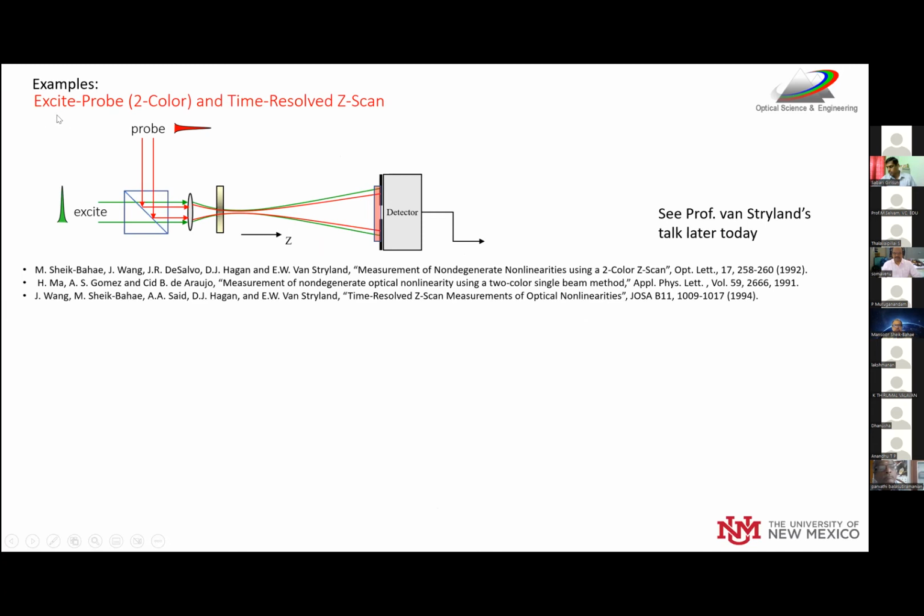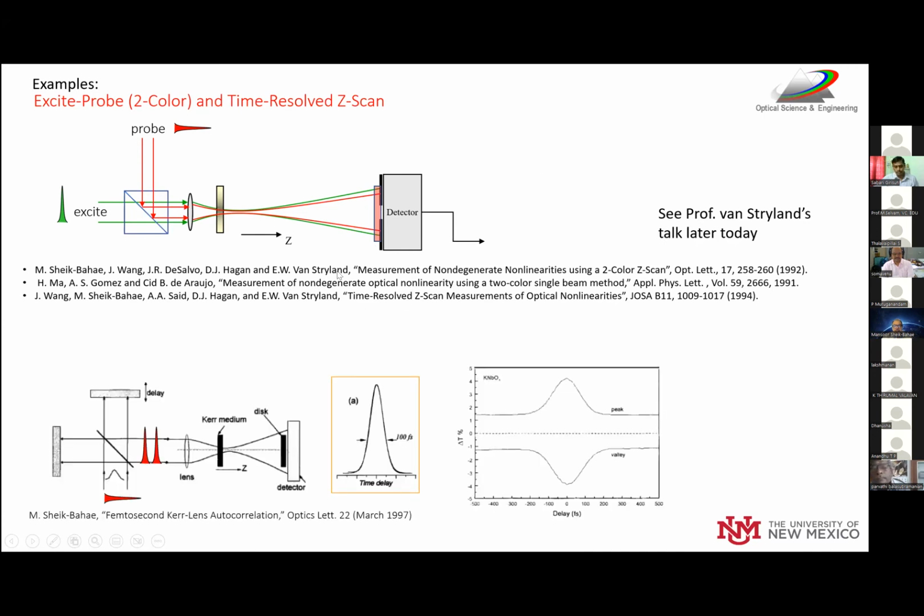Another, of course, I mentioned earlier, you can have an excite-probe Z-scan, which means one beam excites through the lens and the probe probes it, and then you can switch these around. Now this can be done both in CW or pulsed, and then you can also do time-resolved measurements and look at the dynamics of the nonlinearity. And there is a series of papers both by us and by the Brazilian group on that.